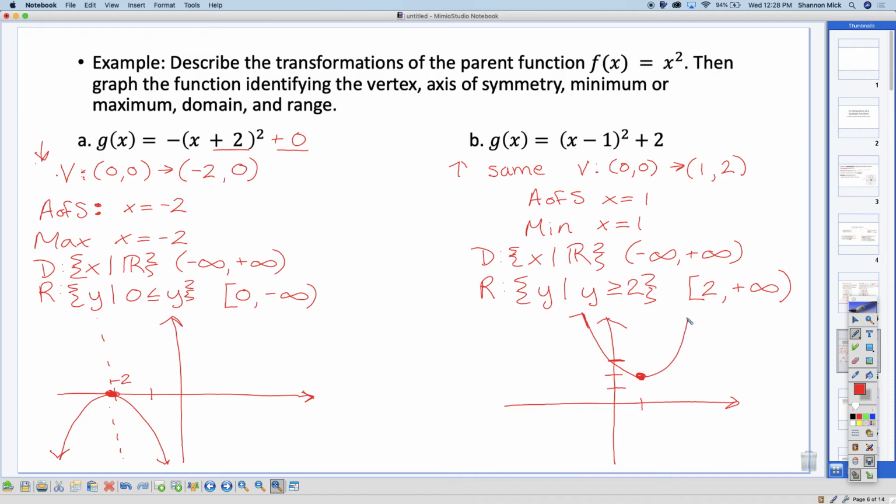Oh, it's close. Just make it bigger. Okay? So 1 is my axis of symmetry, yes? Yeah. 1, 2 is my maximum, or my minimum. What is my range, right?